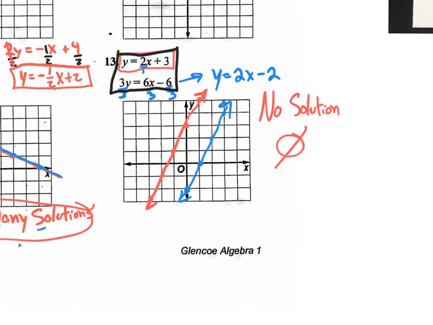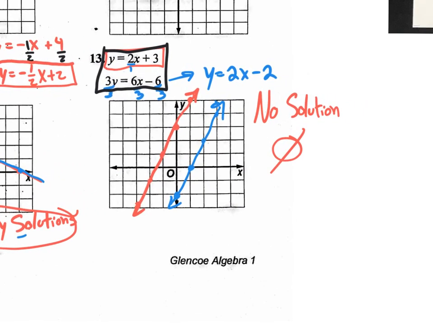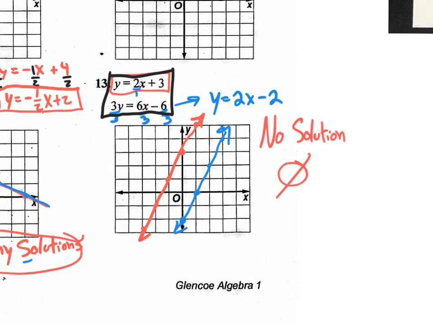So they don't ask us to classify this last one, but let's pretend that I did ask you to classify. What would that be, the last one? Inconsistent. And that's it.